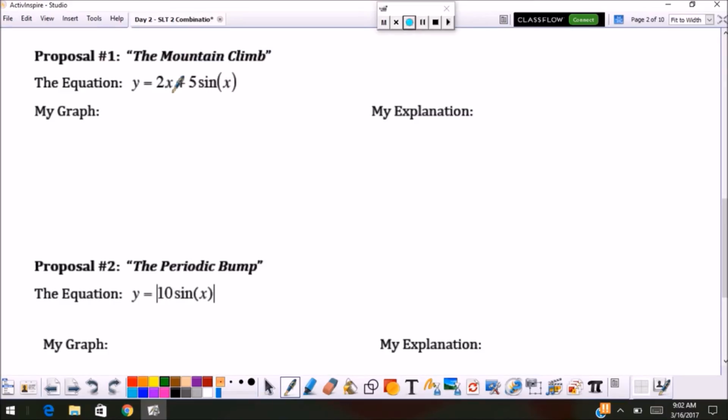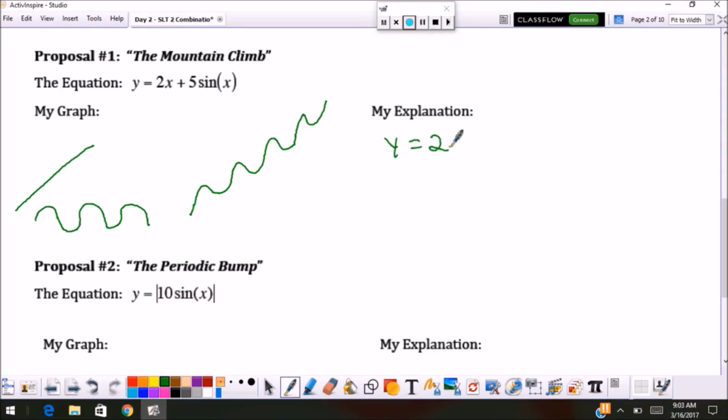So what we are doing is adding a sine function that is periodic with an amplitude of 5 to a line that has an increasing slope of 2. Think about it, this one is called the mountain climb. So what do I think the mountain climb looks like? If I took a line and a sine function and added them together, what would it look like? If you thought it would look like this, you are correct. And so my explanation is going to be y equals 2x is the new midline, because that's what we are adding to our sine function.